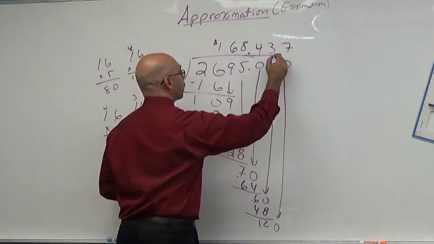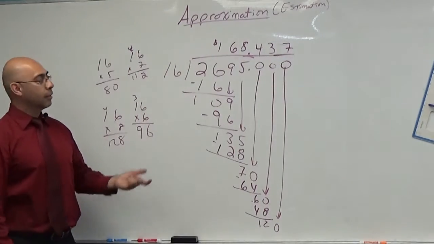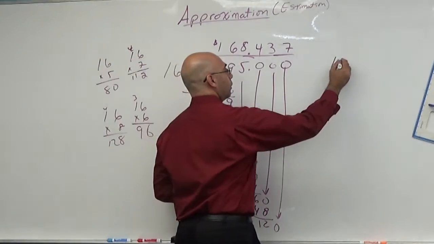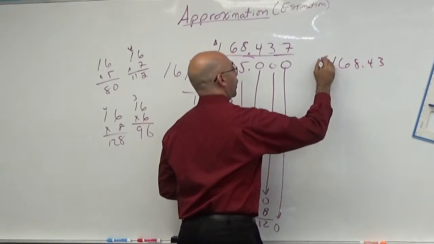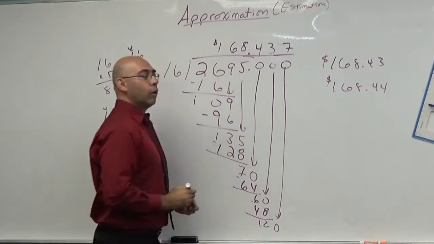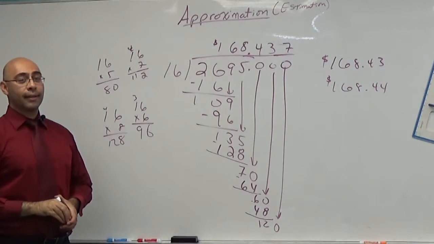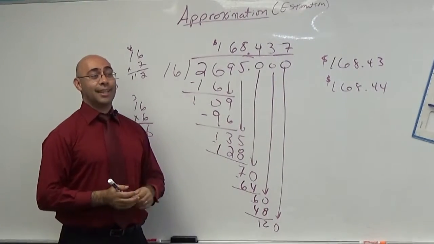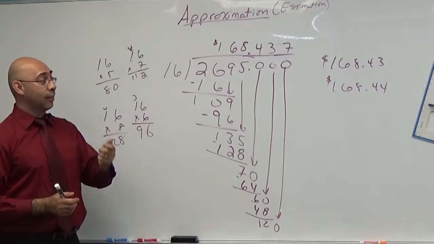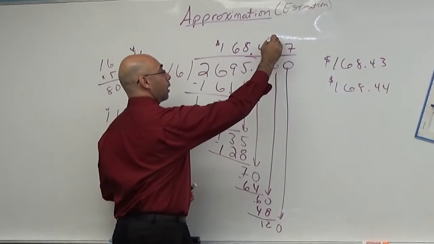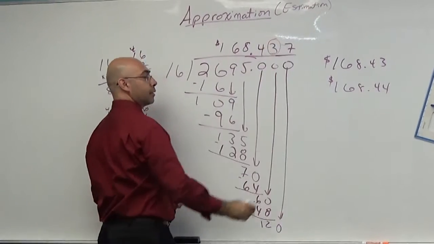So now here's the question though. Do I give him 43 cents? $168.43? Or do I give him $168.44? Which one do I choose and why? Because again, the person's going to want that exact penny because maybe they're trying to get out of debt and they're trying to pinch as many pennies as they can. So I don't want to rip them off. We want to round to this number right here, that 3, yes?